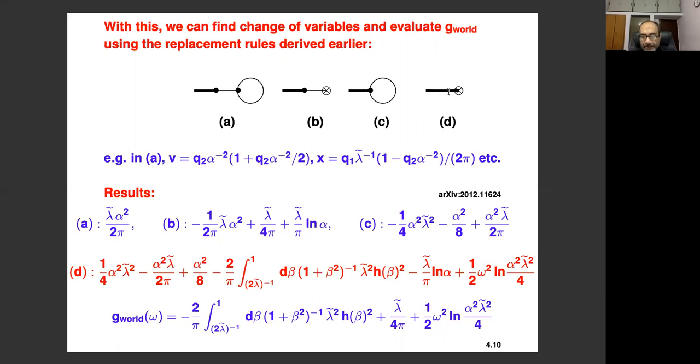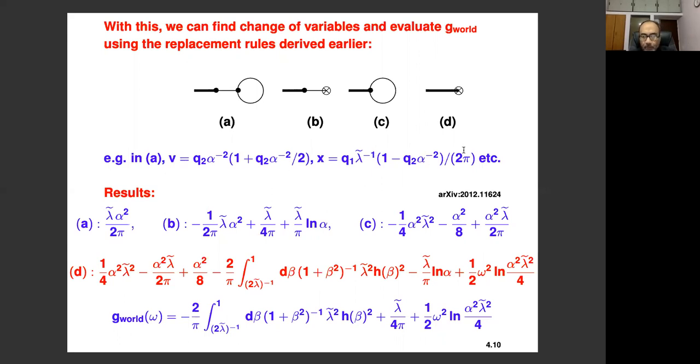Okay, that's the finite integral. So here I have just given an example. For example, for diagram A, there are 2 moduli parameters, Q1 and Q2. Basically Q1 is this one and Q2 is this one. And one can show that the relationship between V and X with Q1 and Q2 is given by this.